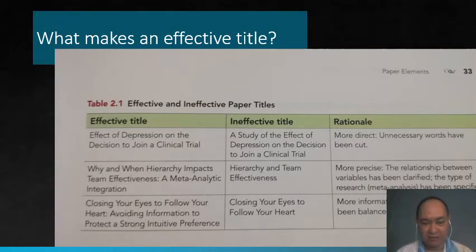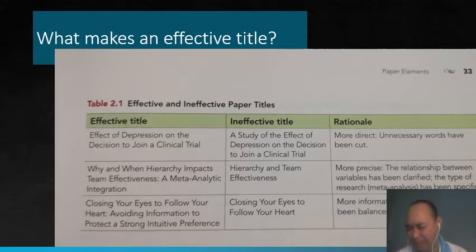What makes an effective title? According to the APA, the following makes an effective title. Let's see what titles are ineffective. Example: a study on the effects of depression on the decision to join a clinical trial. Why is this title ineffective?